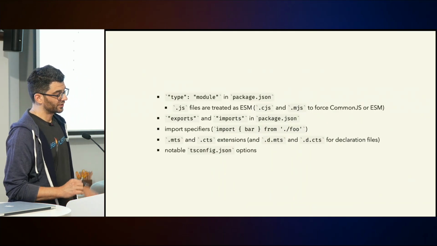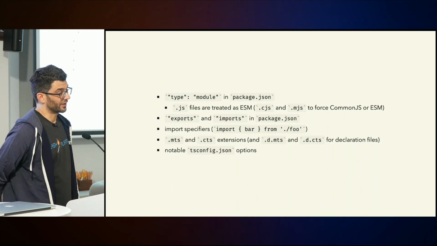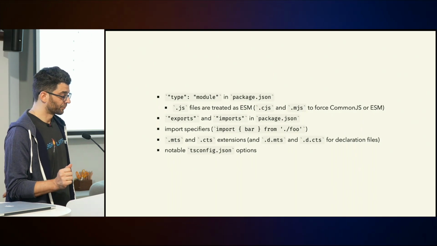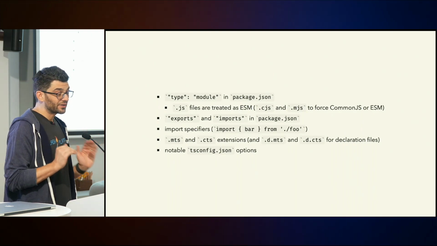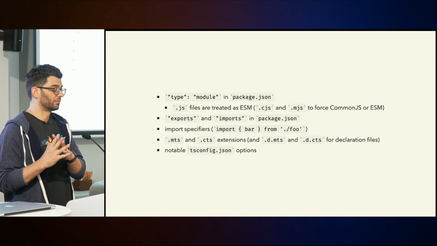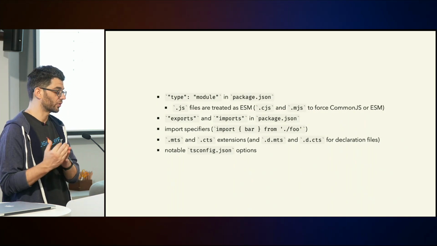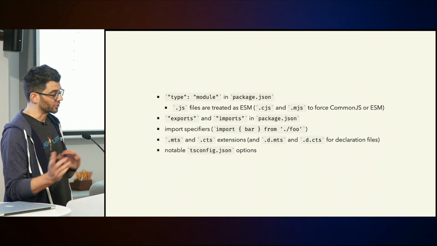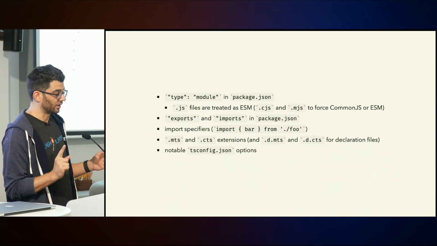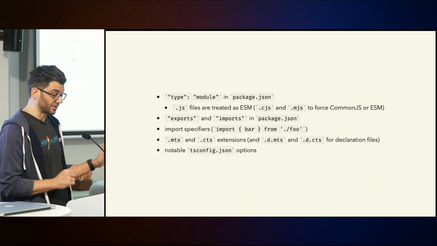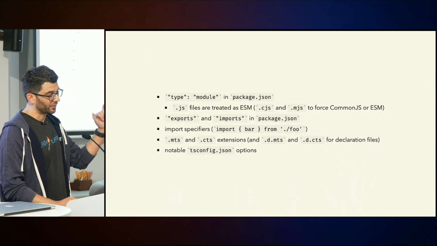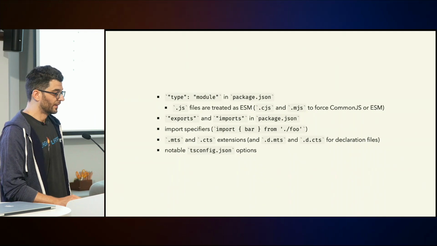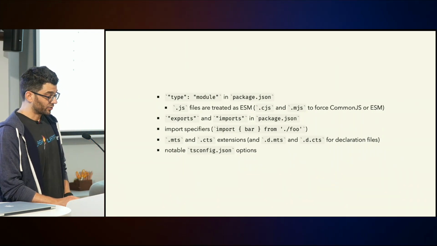So there are a couple of elements to using ESM and TypeScript. You have to have type module in your package.json. That tells TypeScript to switch to ESM mode, but it also means that every .js file is treated as ESM. If you want to switch between ESM and CommonJS, you can do so by having the extension. This is just a shortcut. You have type module, and then .js files are automatically ES modules. You have exports and imports in package.json.